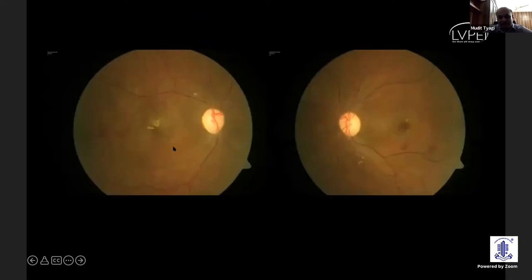Two months later, this is how the patient presented to us, with the hemorrhage nearly predominantly resolved. We did an FFA later, found peripheral ischemia, and did a laser. But most of the initial vitreous hemorrhage had resolved by itself just after systemic control. So that shows how important good systemic control is in these cases.